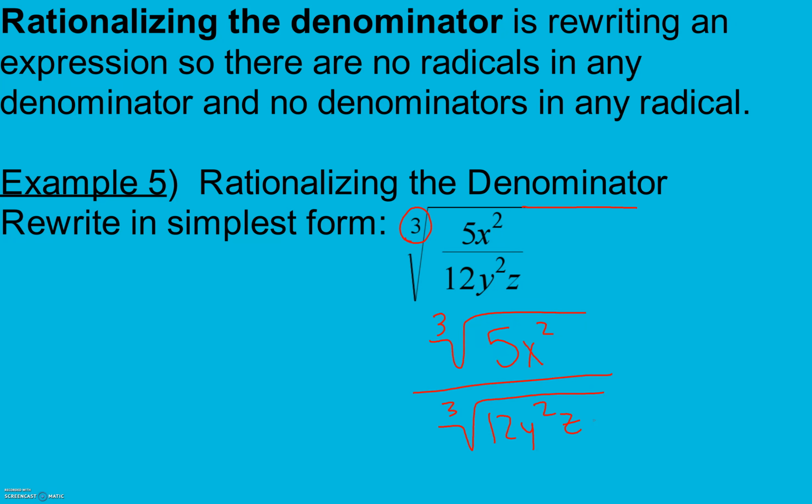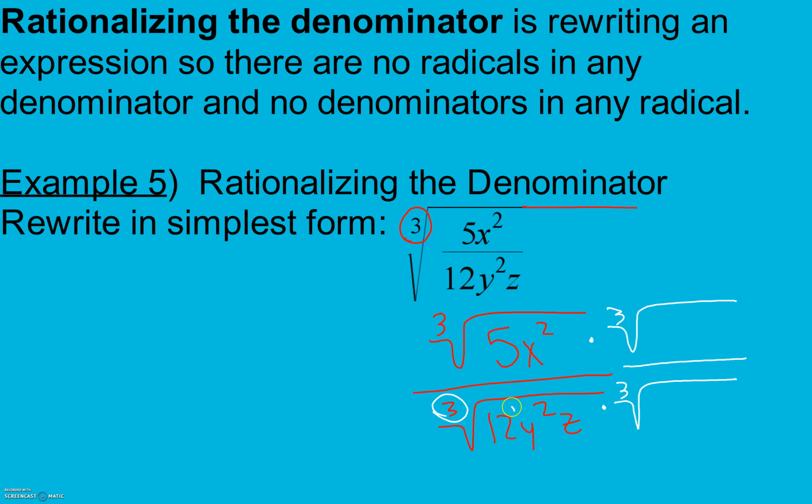Now, we know that because our index is a 3, we need groups of 3 in order to take them out of there. So what I'm going to do is multiply by the cube root, top and bottom, because whatever I do to one part of my fraction, I have to do the other. And I'm going to get complete sets.